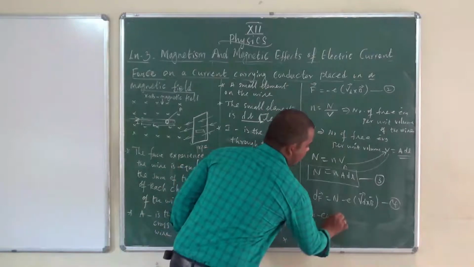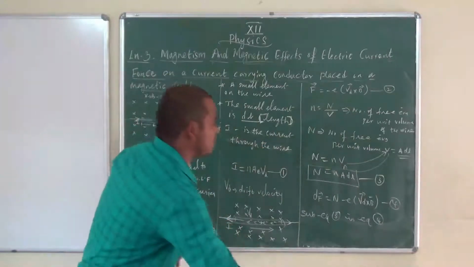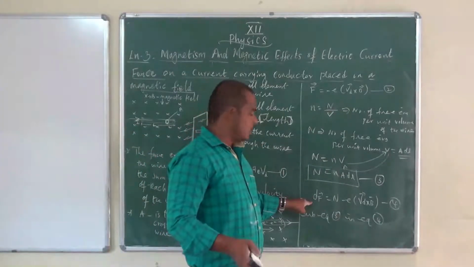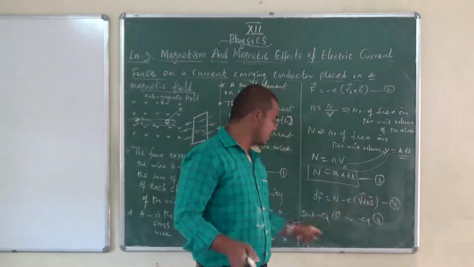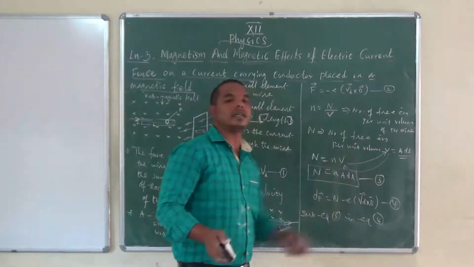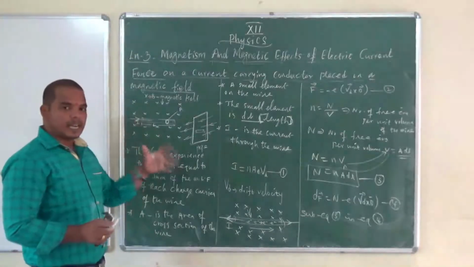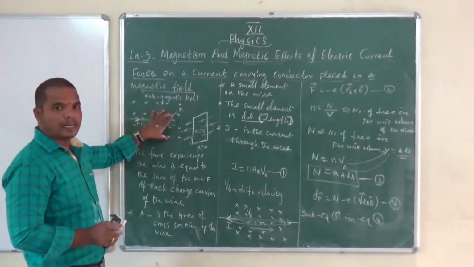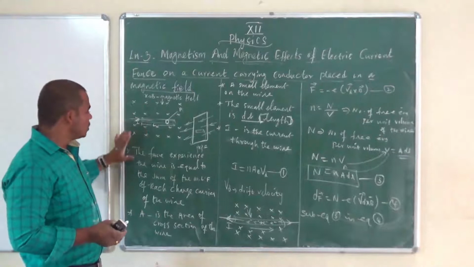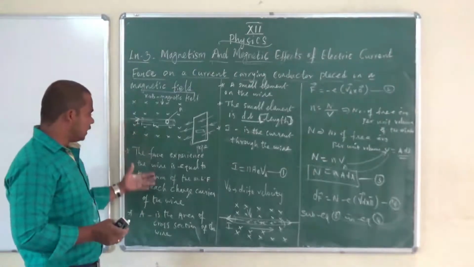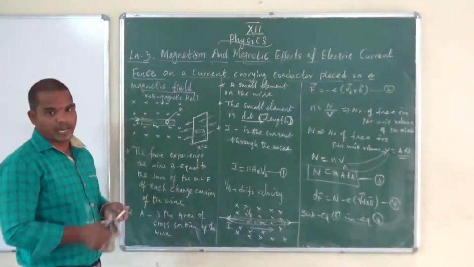Substitute equation number 3 in equation number 4. So dF equals n into minus e Vd into B vector, equation number 4. Substitute equation number 3 into equation number 4. What will we get? There is no doubt. A conductor is placed in a uniform magnetic field, perpendicular to the plane of the paper. The force experienced by the conductor or wire is equal to the sum of the magnetic Lorentz force on each charge carrier of the wire.